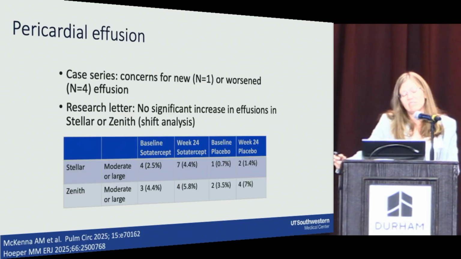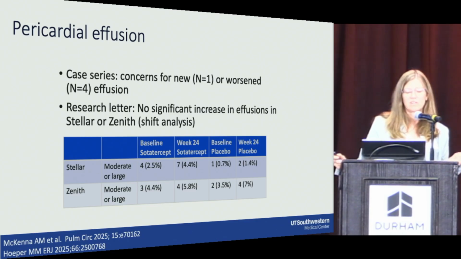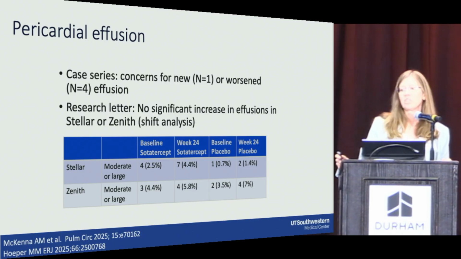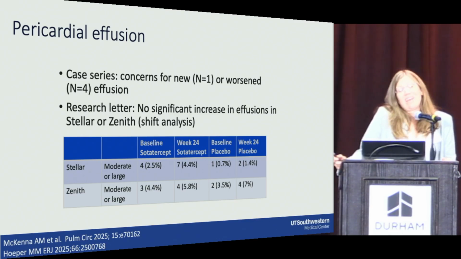All right, pericardial effusion. So you already heard my thoughts on that. I pulled up the rates of moderate or large effusions in Stellar and Zenith, which are in a new paper that came out. So the company has put all their data together and did this shift analysis of effusions. They actually don't see an increase, and what you can see here is that although there was a slight increase in the number of patients with an effusion that was moderate or large in both Stellar and Zenith, a couple more patients. So that's baseline sotatercept, week 24 sotatercept. You can also see that in the placebo group, a couple more patients. So I think this remains also to be seen what comes of this.